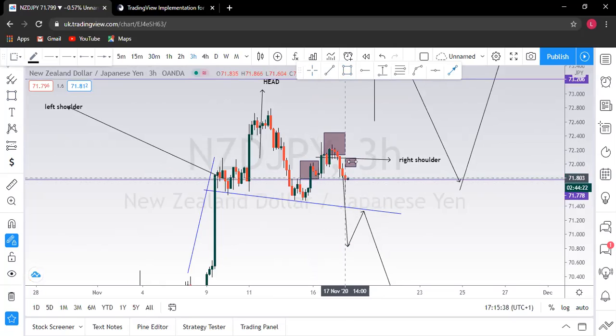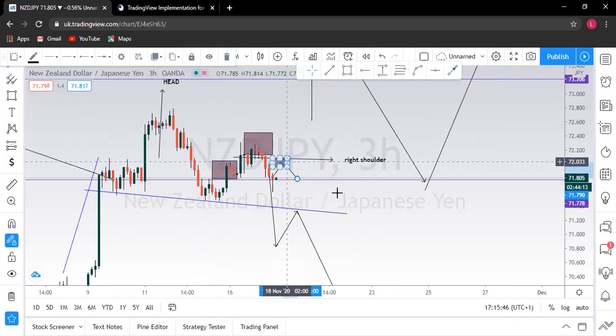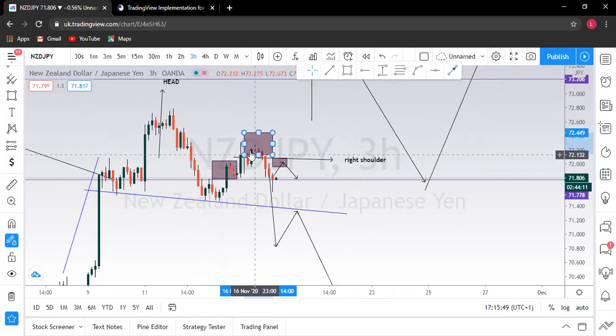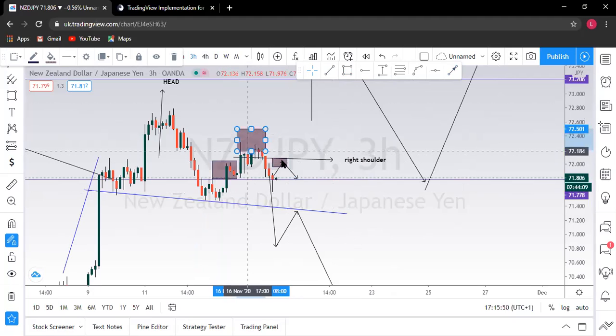You need to have bias. So we want to form something like this, where this is the neckline for this head and shoulder. Let me zoom out for you to actually see it. So this will be the head. We expect it to come and form the right shoulder at an equal length of this left shoulder when you look at it.